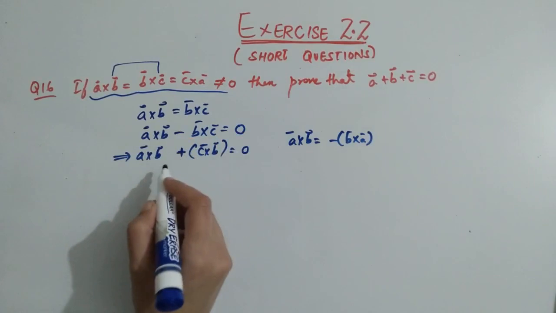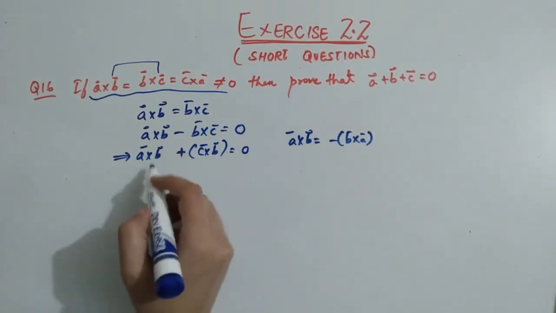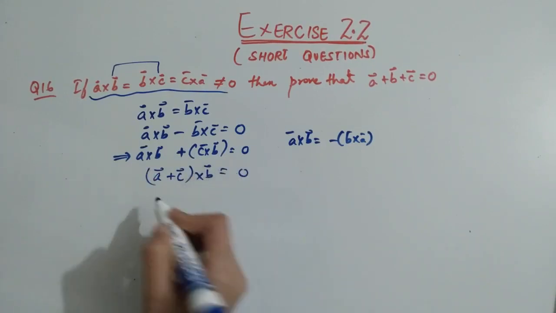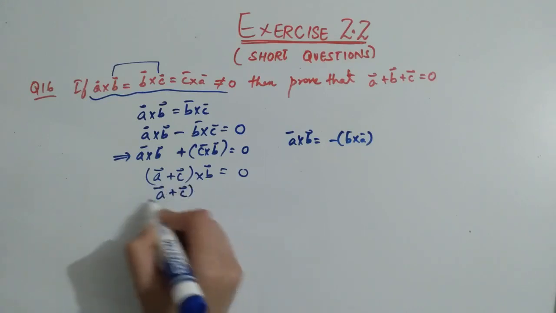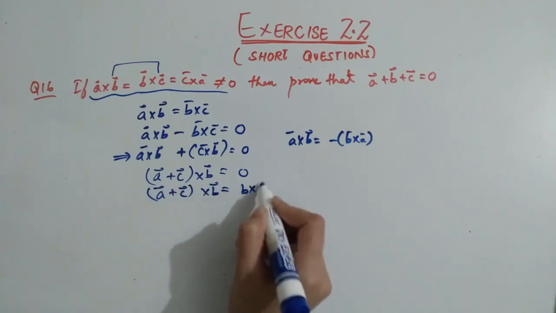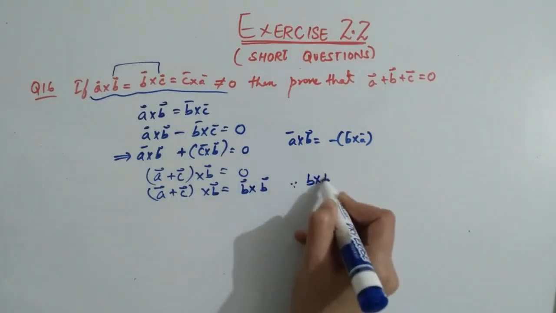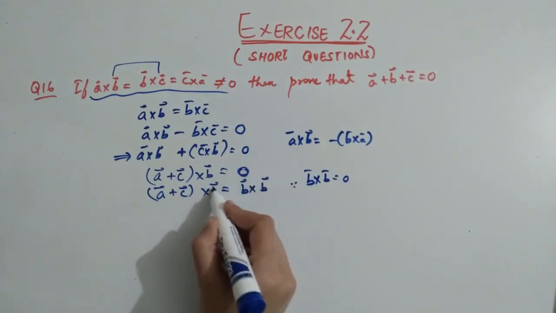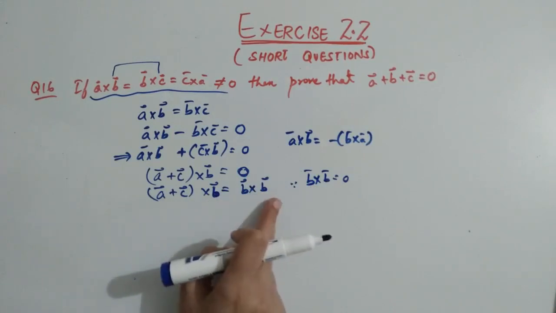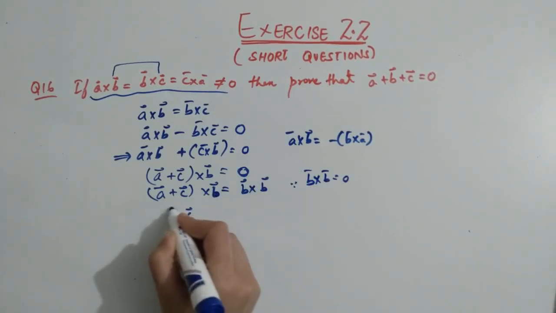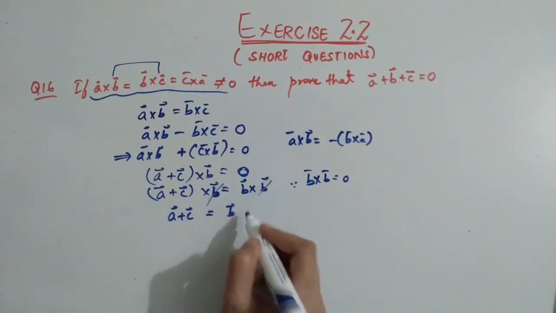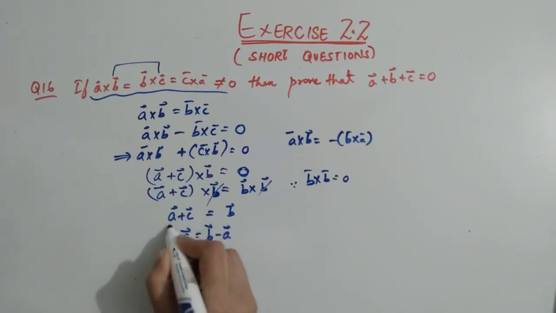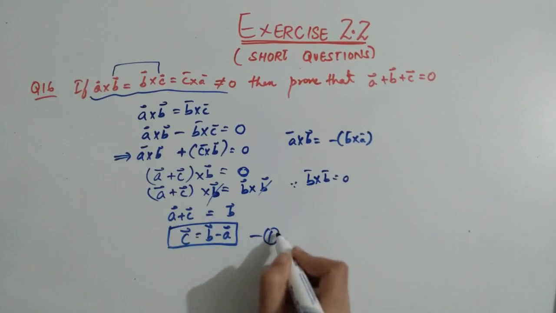Okay, so what is the common here? B is common, so you can write it as a plus c cross b equals 0. Or you can also write a plus c cross b equals b cross b, because b cross b is 0. You are writing b cross b in place of 0. Why? Because you have to cancel these two vectors. Therefore a plus c equals b. These two vectors are cancelled out. So from here you can write c equals b minus a. This is the first relation you have to find.